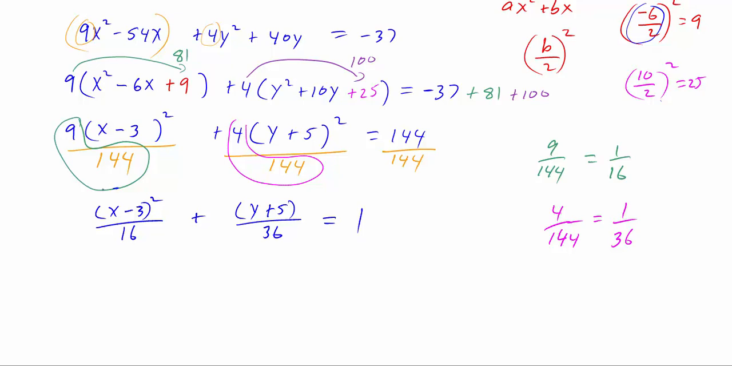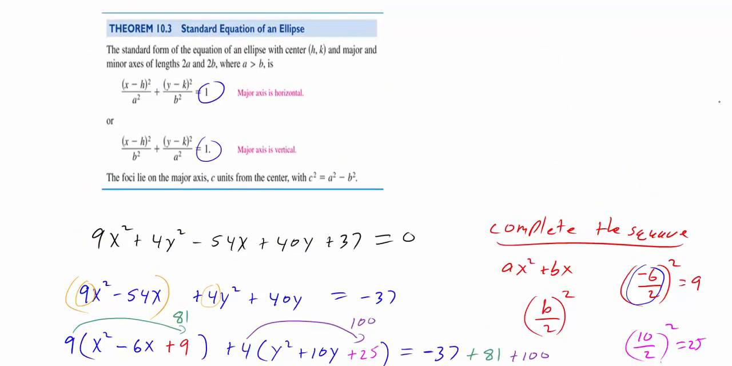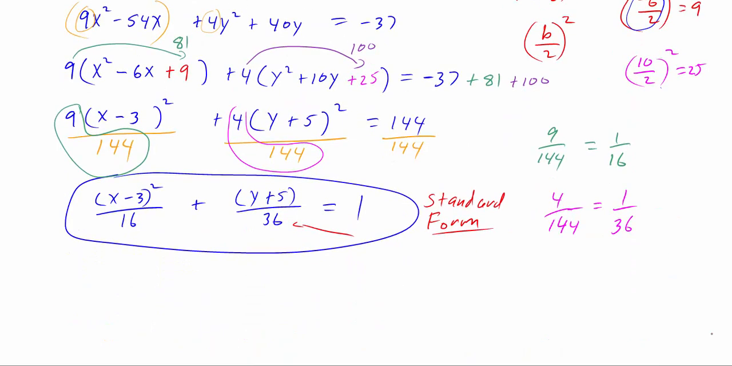And here we have our standard form. And if we look at this closely, we have the 36 here. So what does that tell us? That tells us that a squared is 36, b squared is 16, 36 is larger, and we know that that's going to give us a major axis that is vertical.